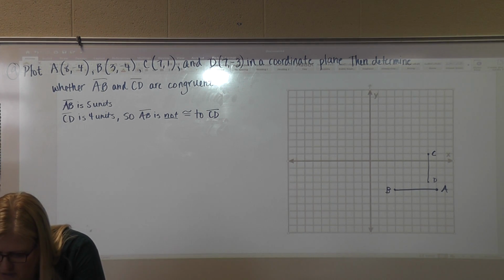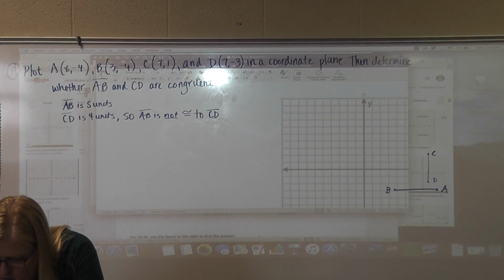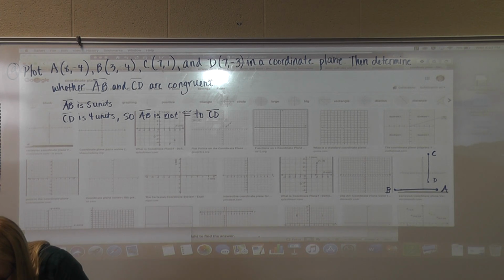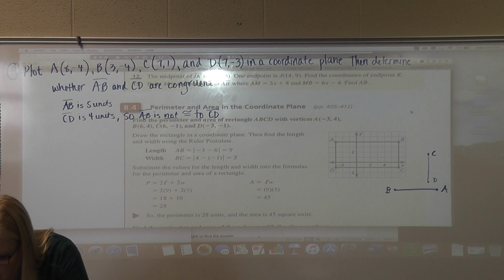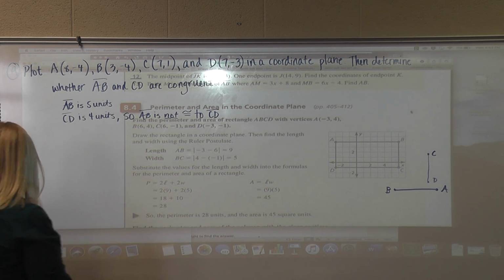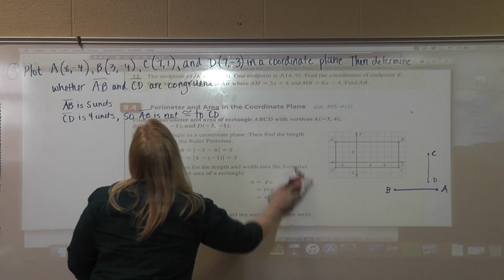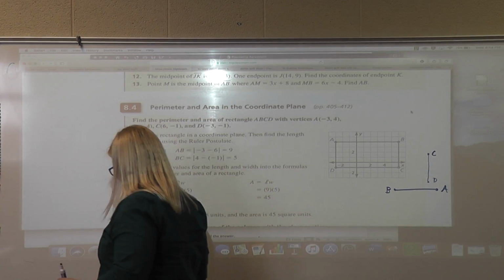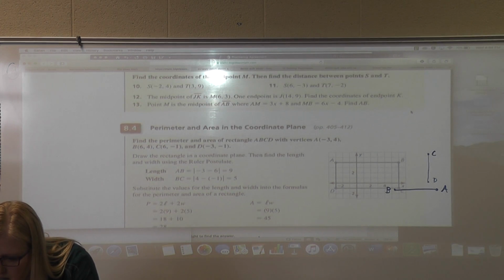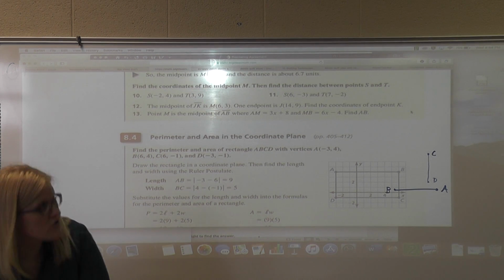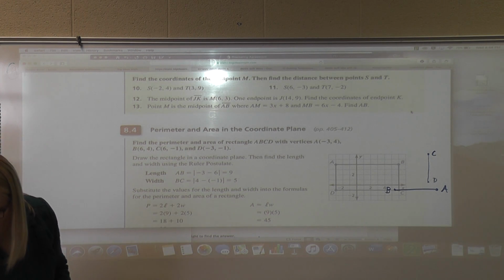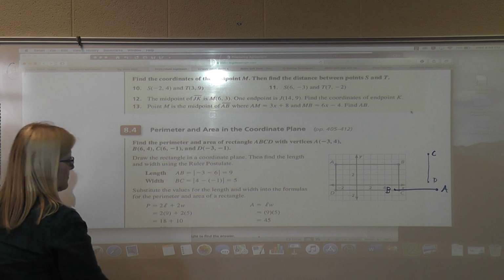Okay, so let's go on to our next problem here. All right, so now we're looking at number 10. Let me move this down a little bit. Okay, so it says to find the coordinates of the midpoint M, then find the distance between S and T.